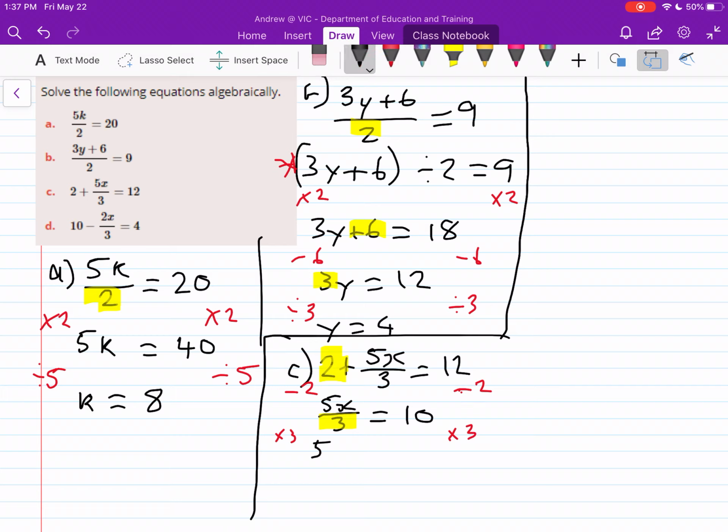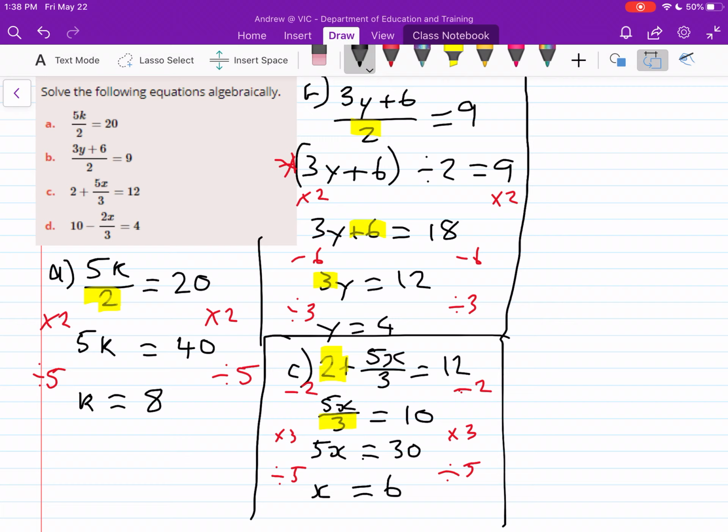So 5x is equal to 30. Now we have 5 times x, okay, so we need to divide by 5. So just remember all your inverse operations. Have them handy if you get a little bit confused. So x is equal to 30 divided by 5, which is 6.